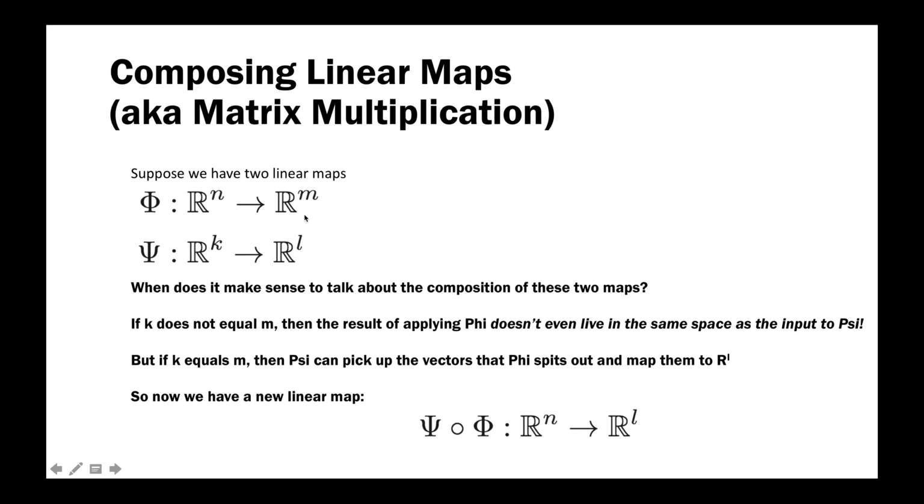But if k equals m, then the output space of phi is the same as the input space of C. So I can compose these two maps by applying phi first and then C. And I write that as C of phi. So I take a vector in Rn, I act on it with phi, and then I take that result and I act on it with C. And this maps Rn to Rl, because I go from Rn to Rm, which is the same as Rk, and I map that to Rl. So we have a new linear map, C of phi.